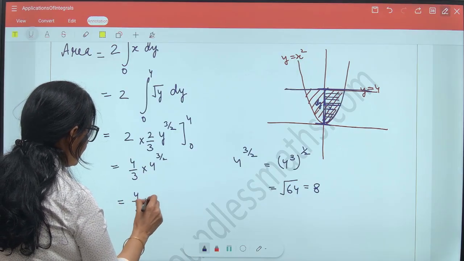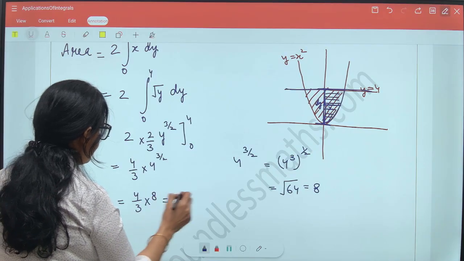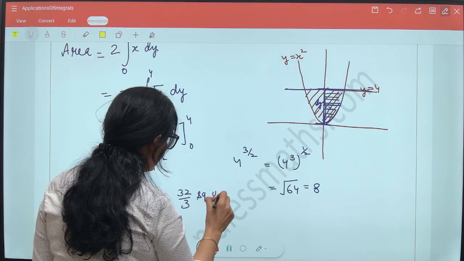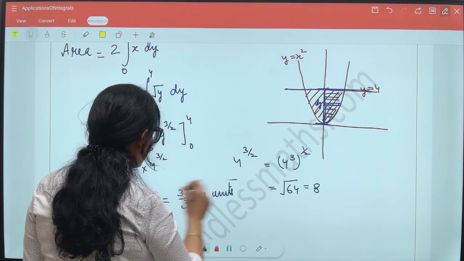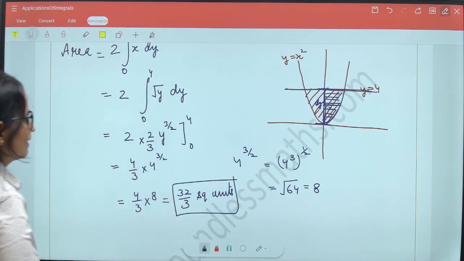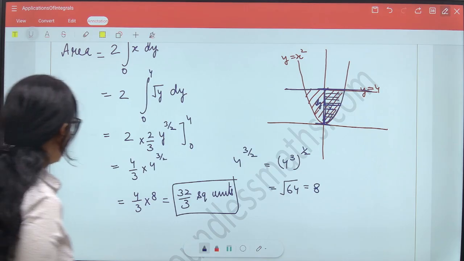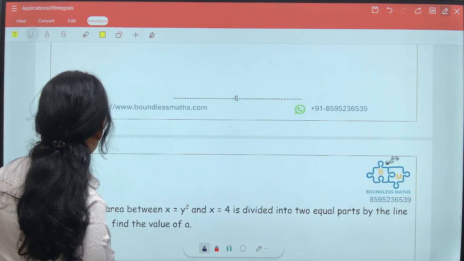4 by 3 into 8, that gives you 8 4s are 32, 32 by 3 square units. So this is the required area bounded by the straight line and the parabola given here. Clear? Wonderful. So let's move to the next question.